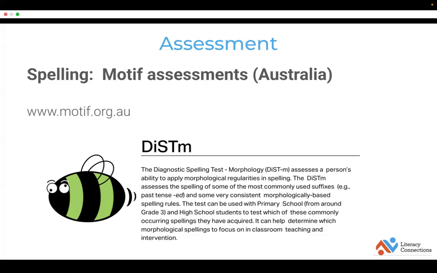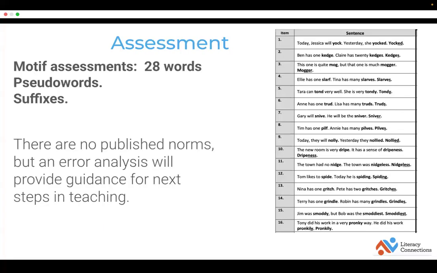If you want to look at a created morphology spelling assessment in Australia, there is Motif that does the disMAT, and that is created with pseudo words, which is quite interesting, and some key morphemes. In the Motif assessment, there are 28 words, only focusing on suffixes, but you're still getting a good idea of, are they understanding those morphemes? You can see there that Jessica will yock. Yesterday she yocked. So can they apply the correct morpheme to that word?